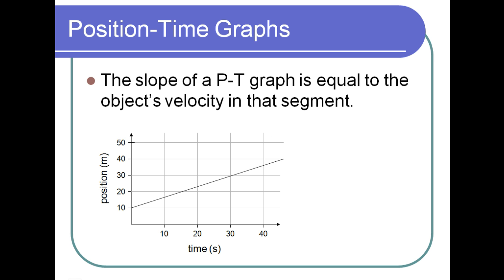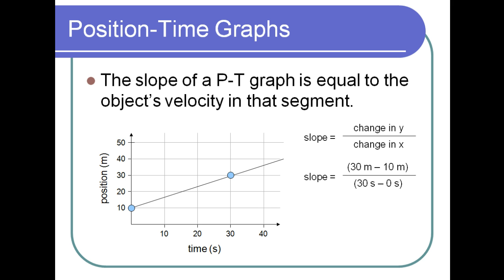So the slope of a position versus time graph is equal to the object's velocity in that segment. And we can calculate that velocity picking 2 points on our graph if we wanted to. So they chose these 2 points, and the slope is a change in y over a change in x. You already learned this in your geometry classes or some other math class. You should already know this. The change in y over the change in x. The position is the y-axis, and the time is the x-axis.